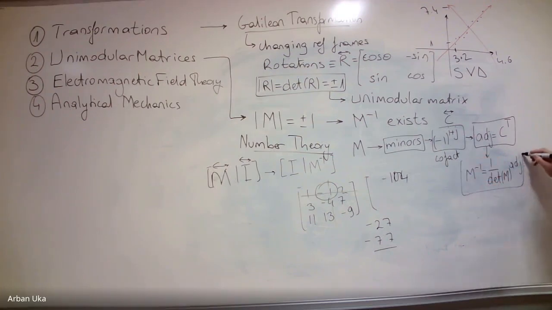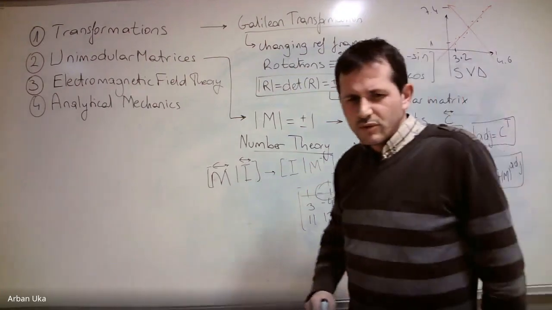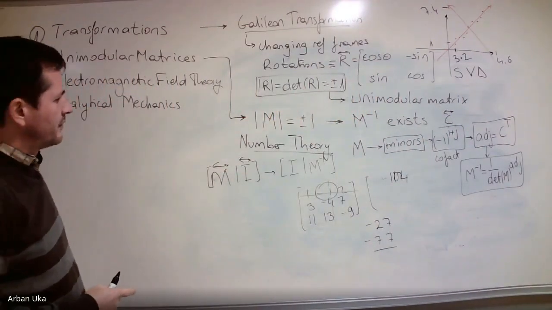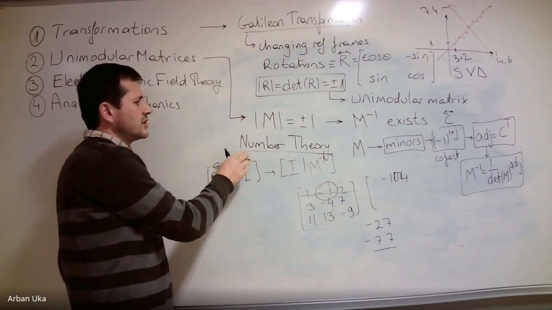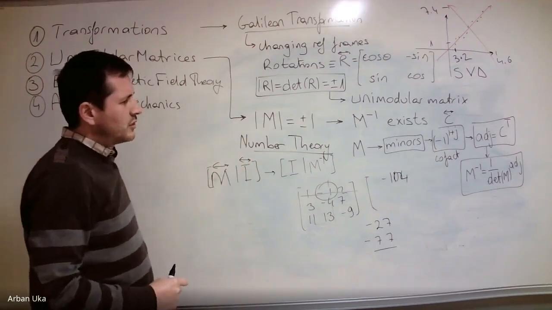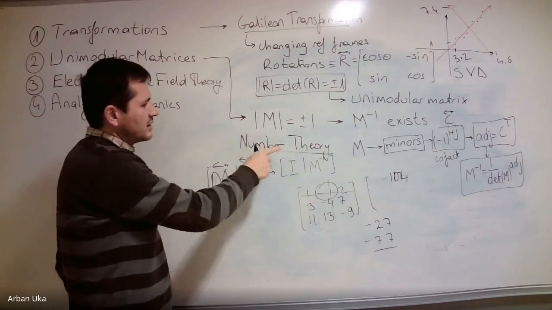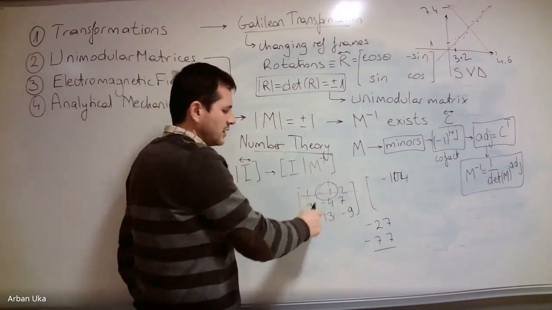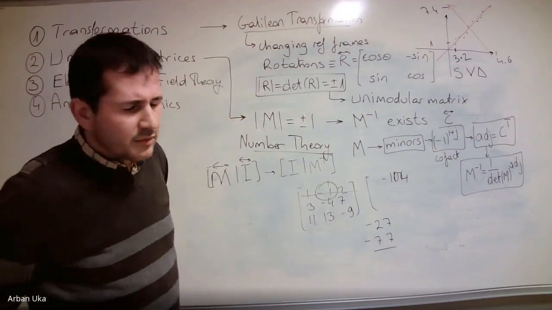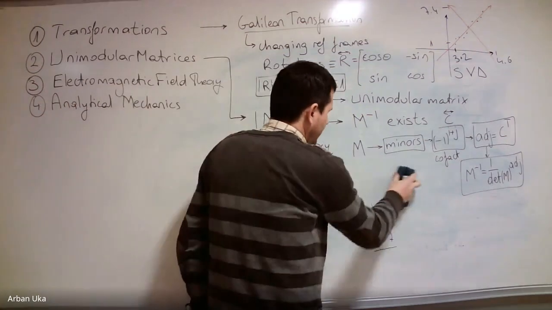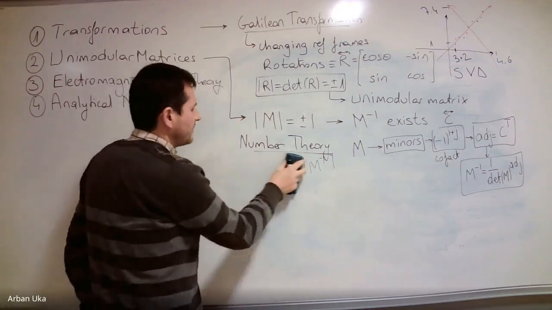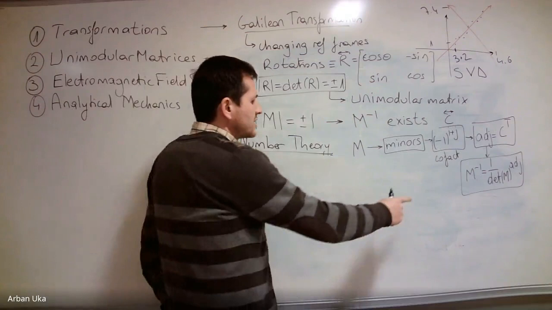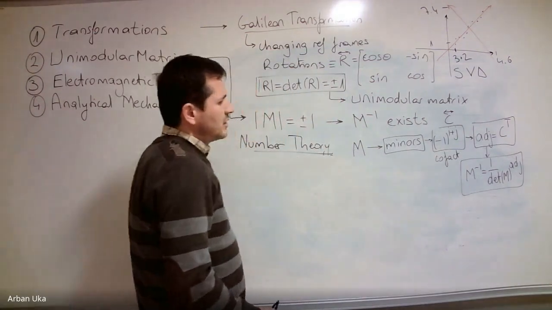So this is it. Now, imagine for a moment, in number theory, for several applications that we are interested in, we want to deal only with integer numbers. So imagine that the matrix M that we start with doesn't have determinant 1, but we're just talking in general. Let's say that the determinant of this matrix is 7.